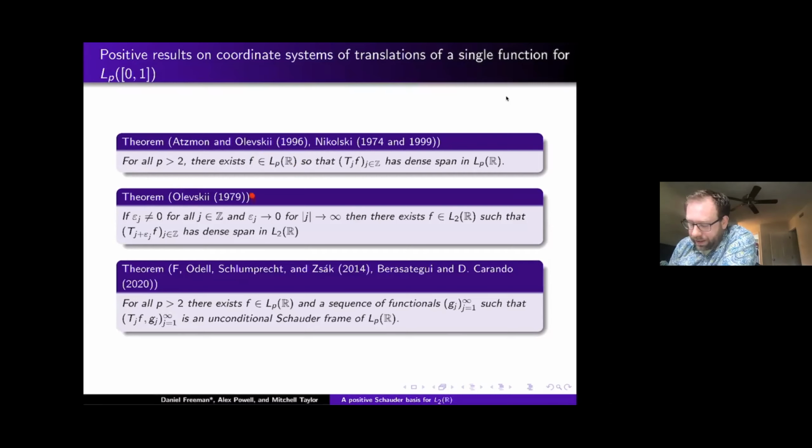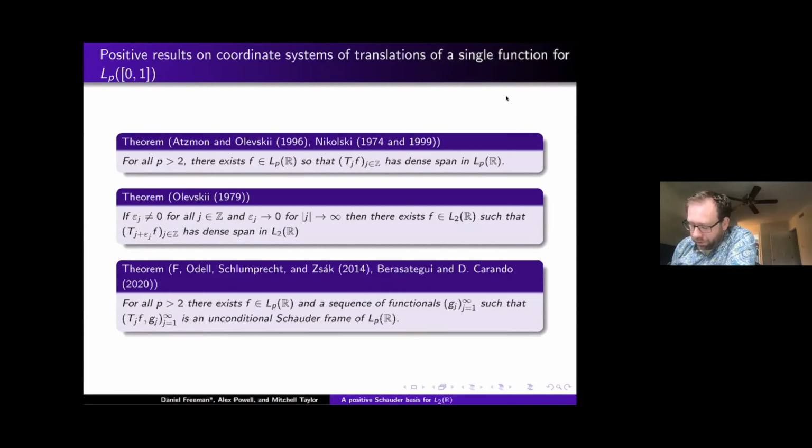And this is, I think, the most interesting, striking result. So we know that you can't translate by integers to have dense span. However, if you translate by teeny perturbations of integers, you can get dense span in L2, which is shocking. So you can't translate by integers and have dense span, but if you translate by almost integers, you can.